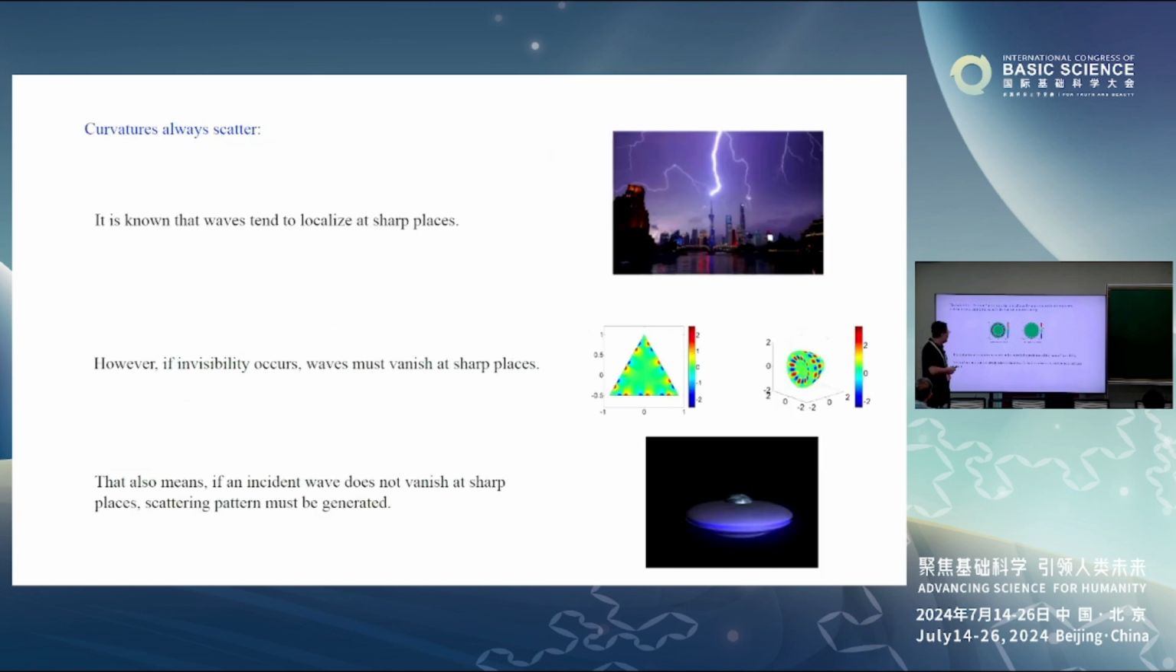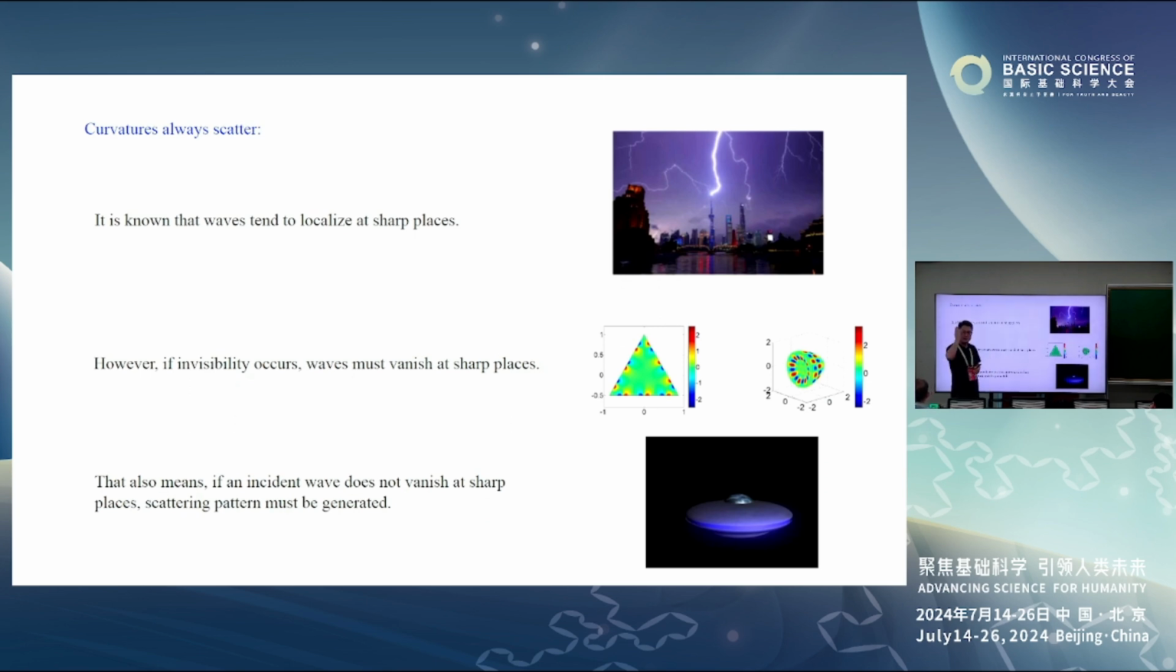The second application to invisibility is that curvature always scatters. It's a direct consequence of our study. We know that the wave tends to localize at sharp places, like lightning. It can localize at these high curvature places, and that can generate very strong scattering. However, if invisibility occurs, the wave must vanish at those places. But on the other hand, that means if you send a wave, it does not vanish everywhere.